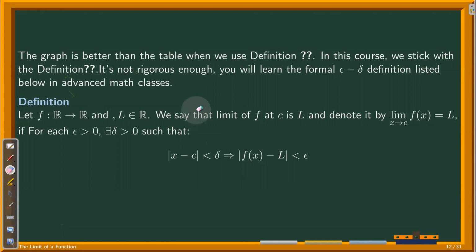You are not responsible for this definition for exams, or even expected to know it, but if you take a later, more advanced math class, you will learn it. I just listed it so you know there is another definition. If anyone is interested in this definition, you can ask during office hour. We can set up a meeting. If anyone needs help, you can email me, and we can set up an additional meeting to go one on one.